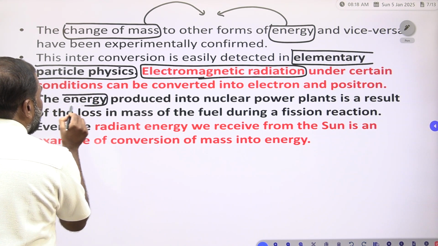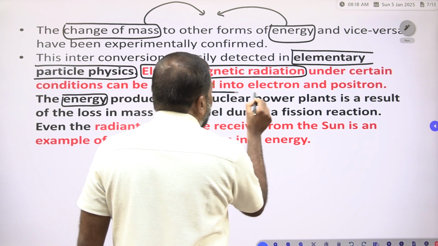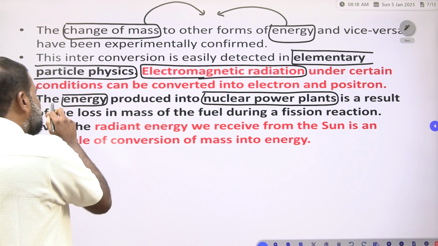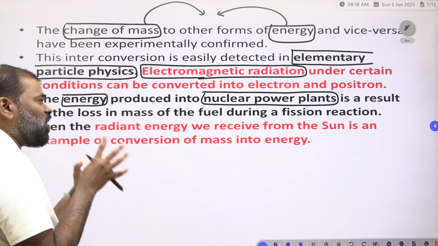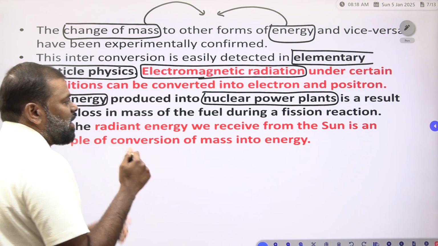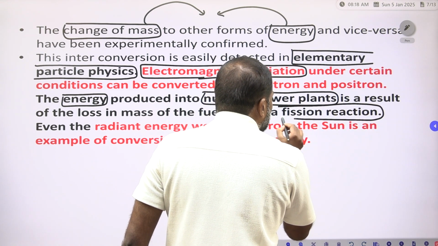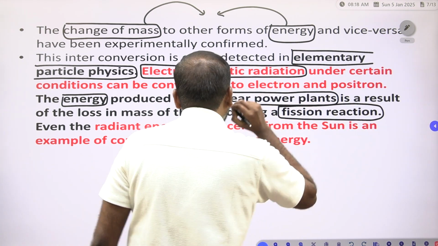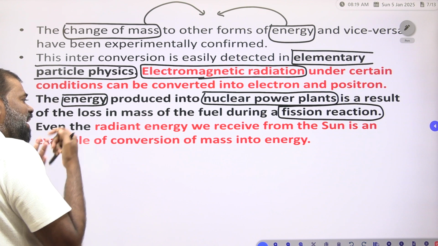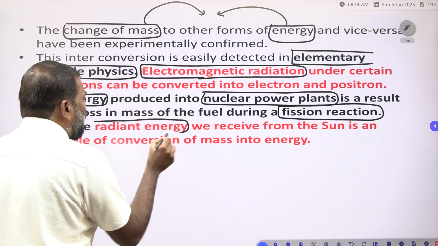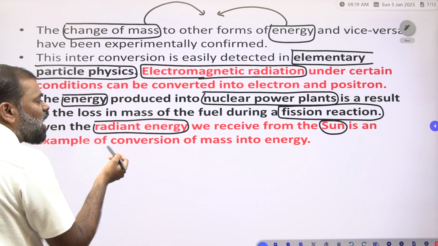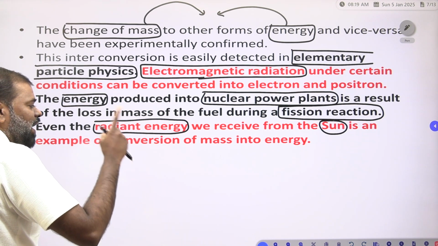Not only that, the energy produced in nuclear power plants is a result of the loss in mass of the fuel during the fission reaction. Because of the mass variance, energy is created. That energy is the nuclear energy. Even radiant energy, the solar energy we receive from the sun, is an example of conversion of mass into energy.